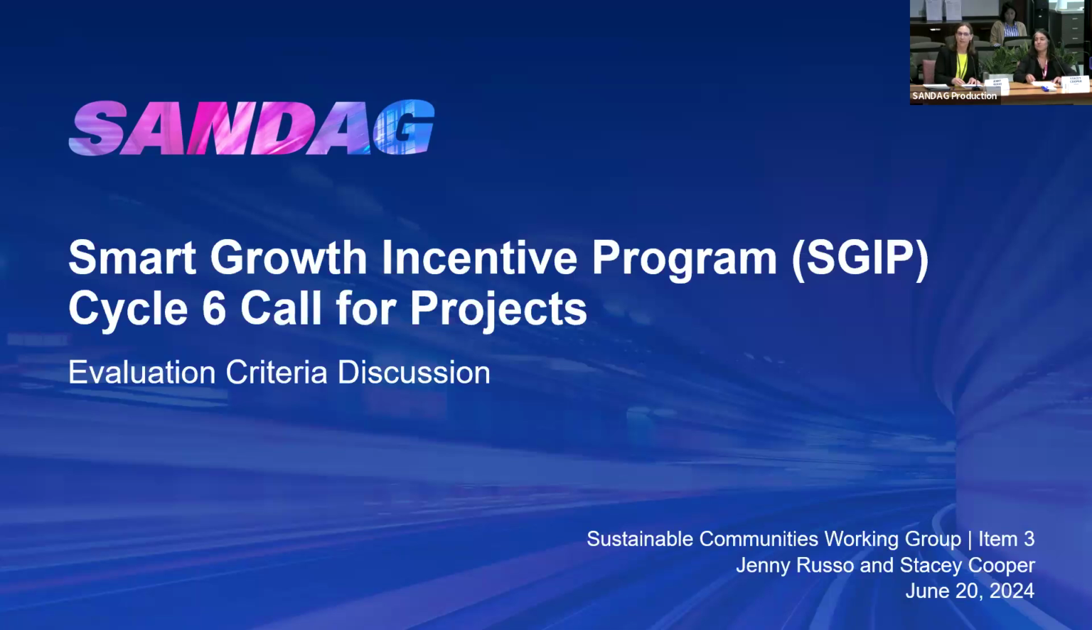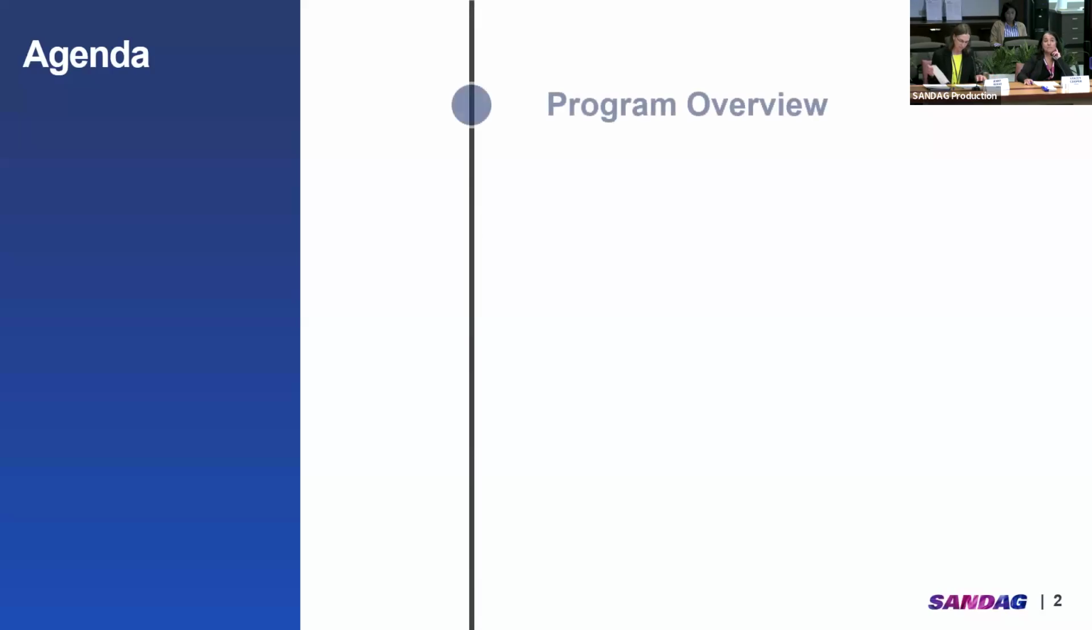All right. Well, good afternoon, everyone. My name is Jenny Russo. I'm the Grants Program Manager here at SANDAG. So I oversee all of our competitive grant programs that we have. Today, I'm joined with my colleague, Stacy Cooper. She's in our Sustainable Communities group, and we are here to talk to you about one of our grant programs, the Smart Growth Incentive Program, or SGIP, as we'll talk about it here throughout the presentation.